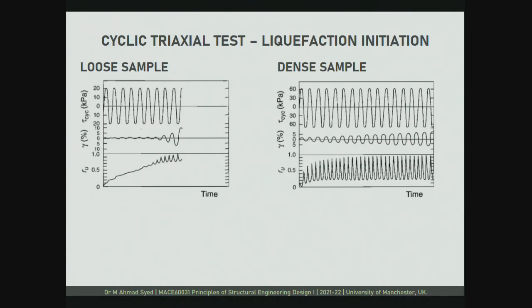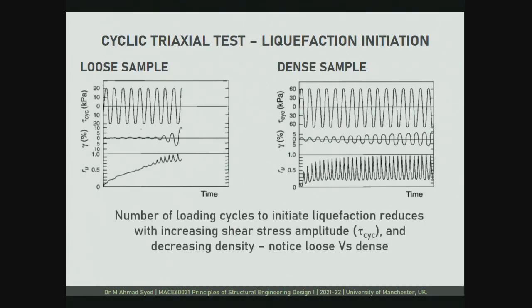On the other hand, these three graphs are also plotted for a dense soil sample. We notice quite a few things. The most important thing is that for loose soil, you require a small number of cycles to achieve liquefaction. RU equal to 1 signifies liquefaction, and this is achieved at a very small number of cycles. On the other hand, if you have a dense soil sample, then you require a relatively large number of cycles to liquefy the same soil sample.